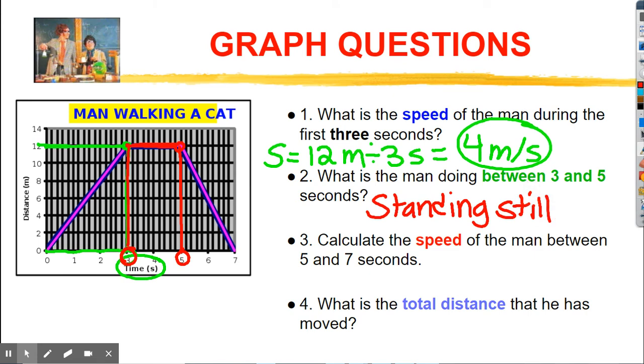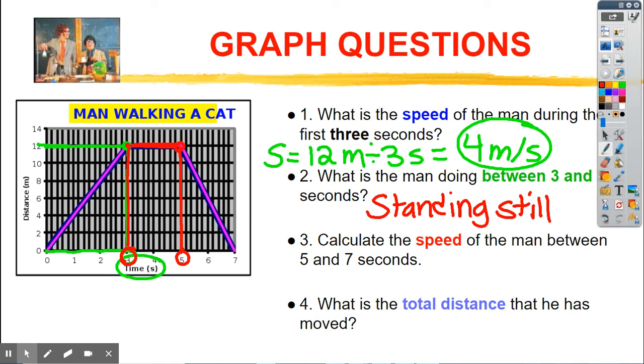Number 3 says, calculate the speed of the man between 5 and 7 seconds. Let's do pink. Between 5 seconds, I'm going to draw my line up so I know, between 5 and 7 seconds, that he is at 12. So all he is doing right here is turning around and going back to his house. So 12 meters to 0 meters equals 12 meters in all.